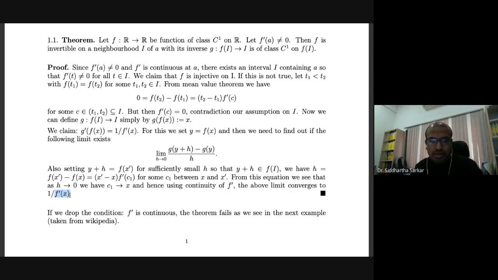So therefore, the derivative exists at f(x). The g prime f(x) derivative exists, and it is equal to 1 by f prime at x. And then what you simply need to ensure over here is that this function 1 by f prime x is also continuous, because f prime x is continuous and f prime x does not vanish. So this immediately proves what you are looking for. So I can invert at one point where the function does not vanish.